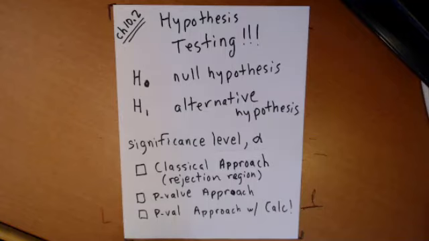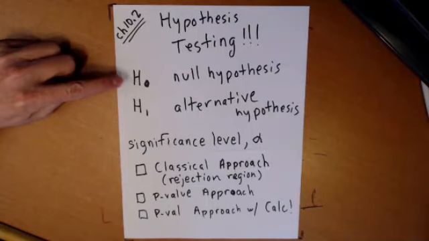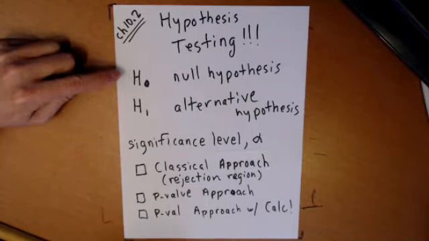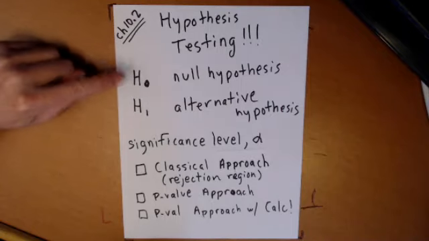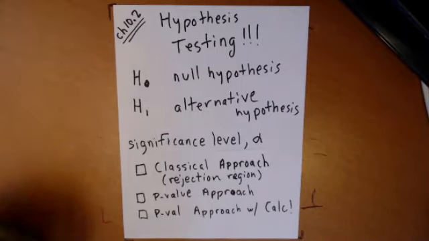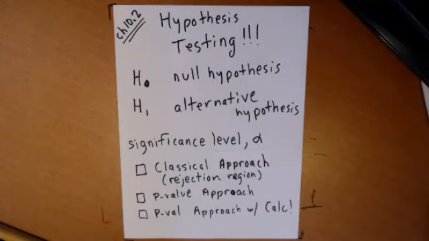The H sub 0, that's our null hypothesis, sometimes called H naught. Naught's just a fancy way of saying 0. Or H sub O. So that's our null hypothesis. That is what we are assuming to be true.